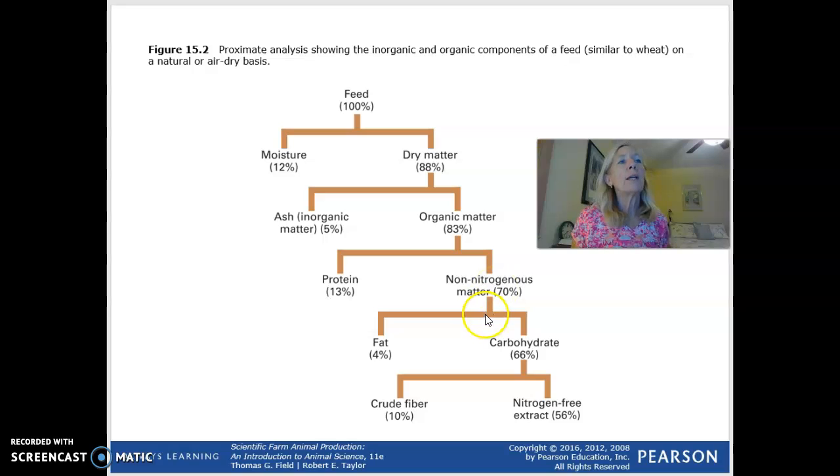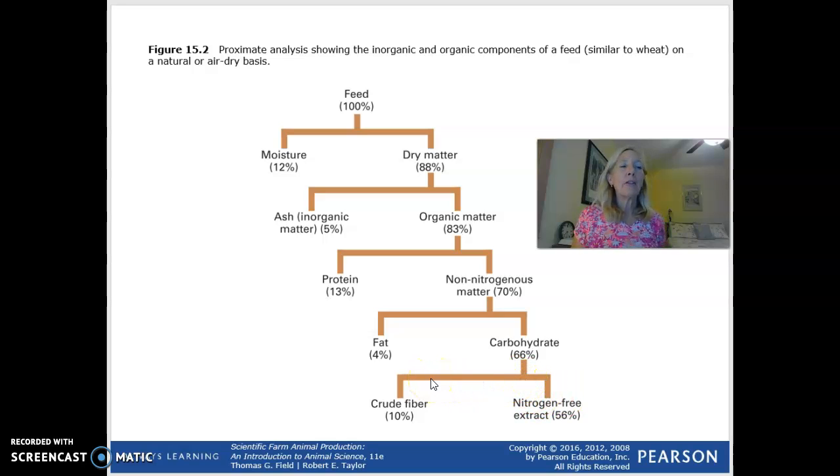And so when we evaluate that, we can extract the fat. And so fat is another nutrient. And then what's left is carbohydrates. And then carbohydrates can be broken down into the two big categories, which are what we call simple carbohydrates, which is sugars, and that's the nitrogen-free extract.